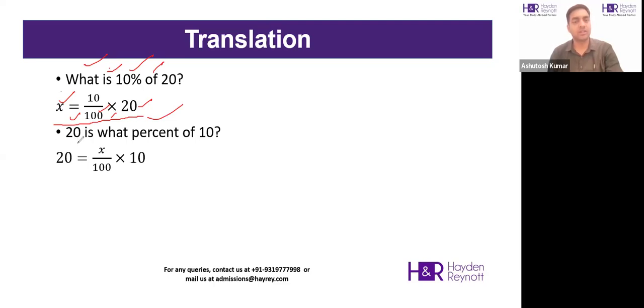Similarly, you have another question: 20 is what percent of 10? 20 is means equal, what means X, percent means by 100, of means multiplication, and 10. So you can see if we have a question given in a statement where it's a bit confusing whether I have to multiply with 100 or divide by 100, we can simply use the translation part using the keywords that we have seen in the last slide, right?